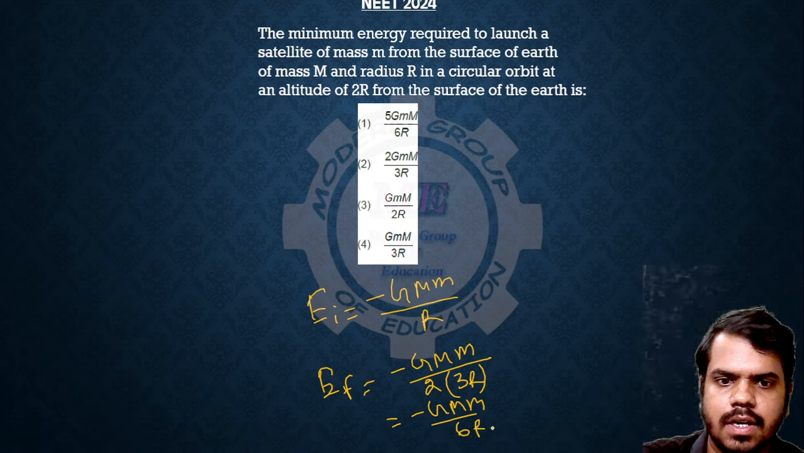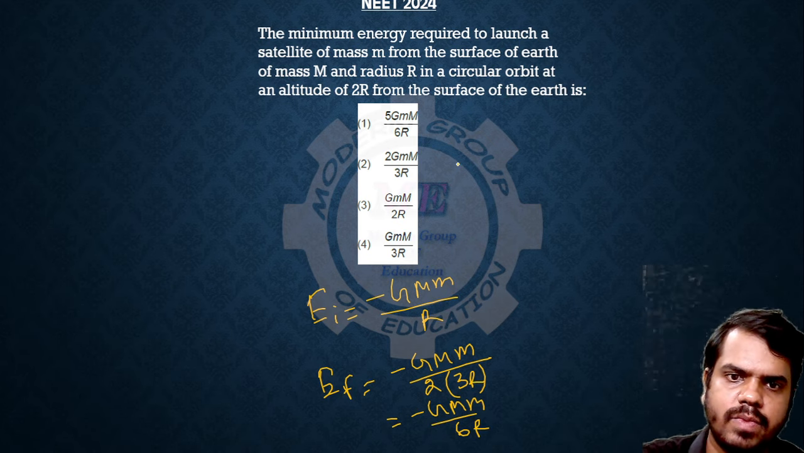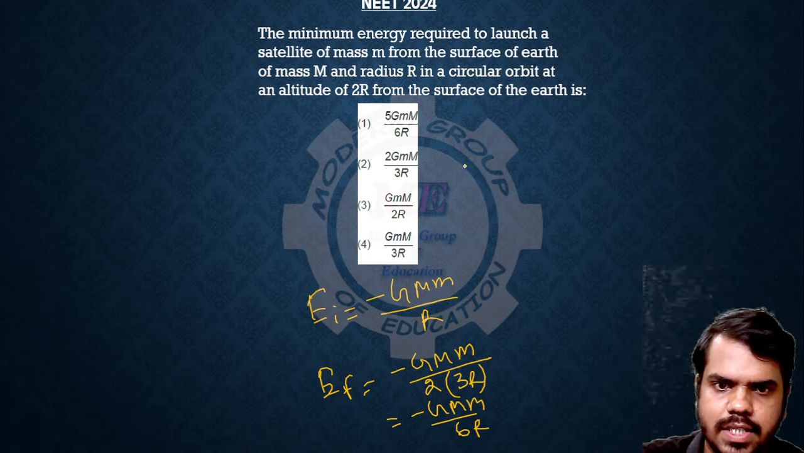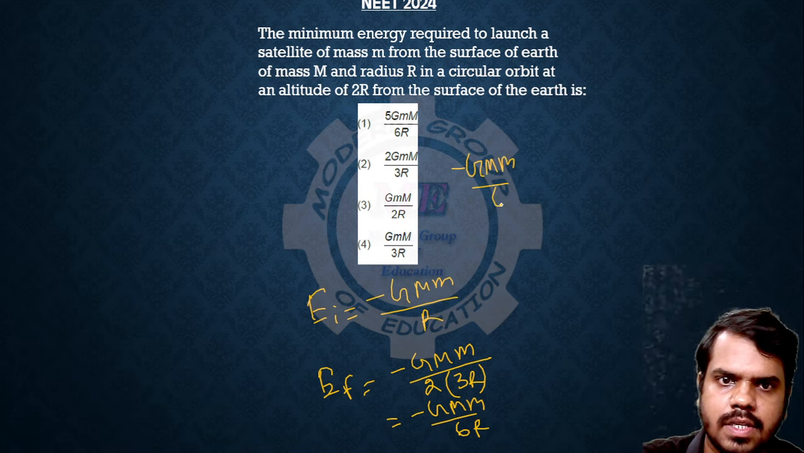GMm by 6R. Now take the difference of these two values, you will get the change in energy, that is GMm by 6R minus of minus GMm by R. So 6R is the LCM, so the answer will be 5 GMm by 6R. Option 1 is correct.